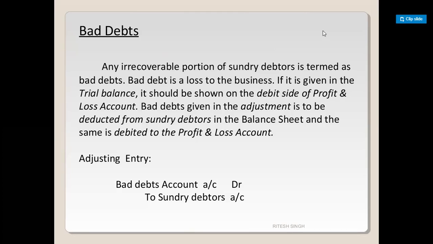Bad debts. Any irrecoverable portion of sundry debtors is termed as bad debts. Bad debts is a loss to the business. If it is given in the trial balance, it should be shown on the debit side of the profit and loss account. Bad debts given in the adjustment is to be deducted from sundry debtors in the balance sheet and the same is debited to the profit and loss account. Journal entry for bad debts is bad debts account debited to sundry debtors account.